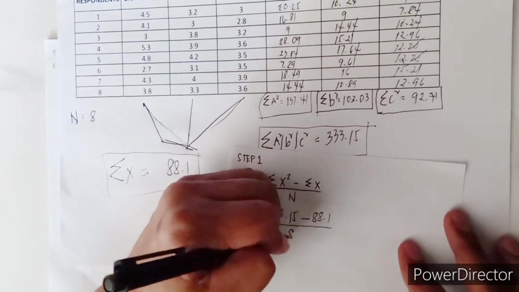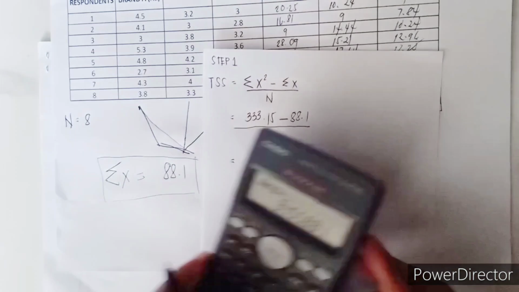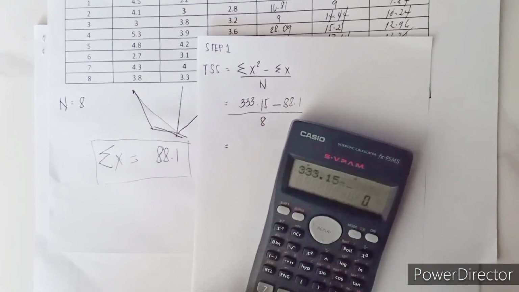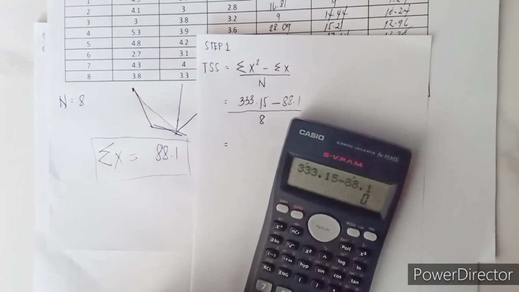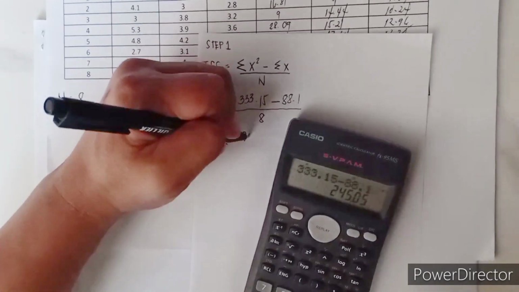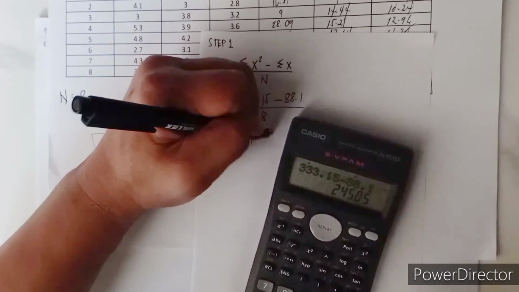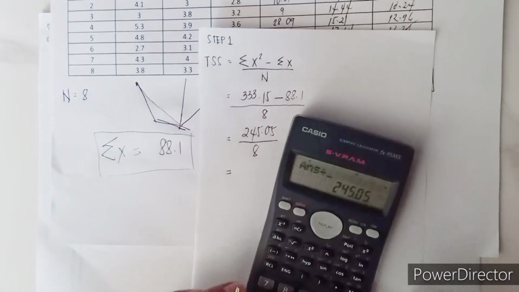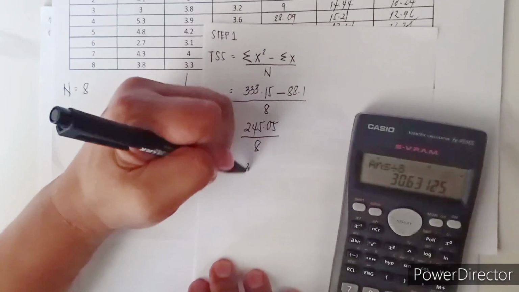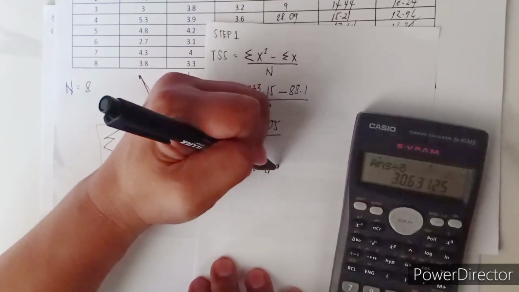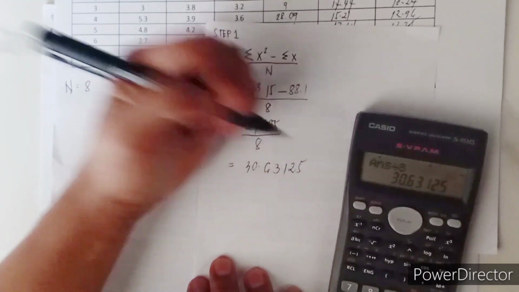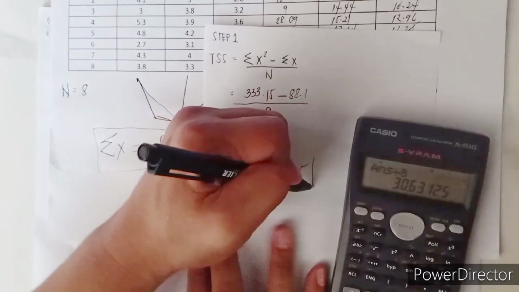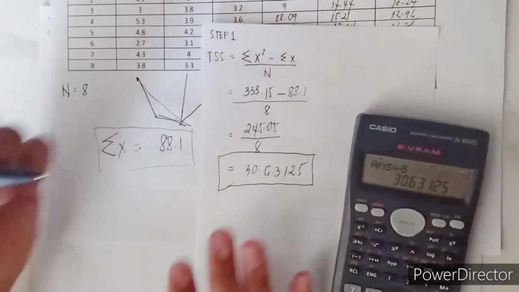This is 8. Okay, isa-isayin natin para hindi kayo malito. Using your calculator, we have 333.15 minus 88.1 is equal to 245.05 all over 8. Our TSS is equal to 30.63125. Ilan ang kukunin natin? Lahat na. Sige, kukunin natin lahat para hindi tayo magkamali.